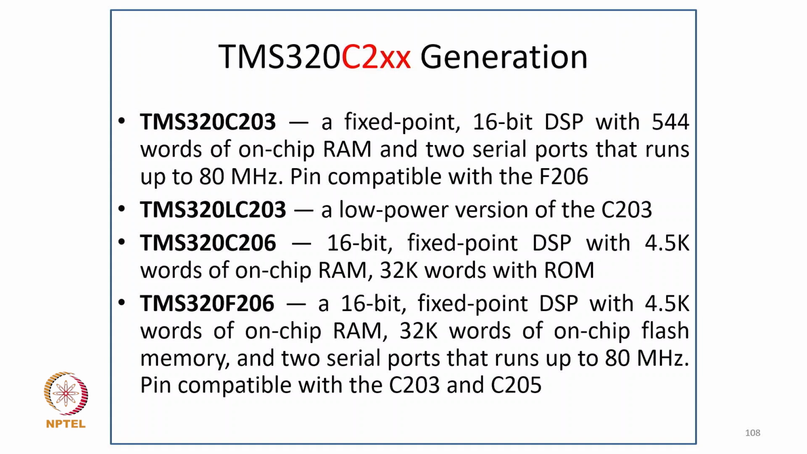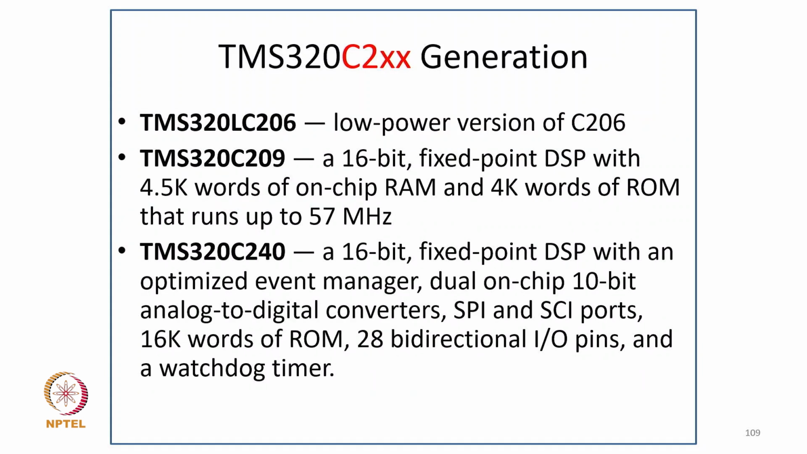C203, and TMS320C26 is a 16-bit fixed point DSP with 4.5 kilowords on-chip RAM and 32 kilowords with the ROM, and TMS320F206 is a 16-bit fixed point DSP with 4.5 kilowords of on-chip RAM, 32 kilowords of on-chip flash memory, and 2 serial ports that runs up to 80 megahertz and is pin compatible with the C203 and C205.